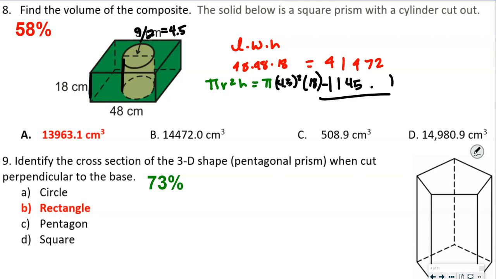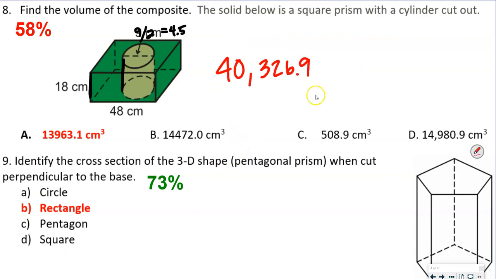Wait, whoa. I did something wrong. Hold on, y'all. Pause. It's on me to change these answers when I did this one, so I'm going to go back and look at the test, but I'm pretty sure that the answer was 40,426.9, and that would have been centimeters cubed, okay?